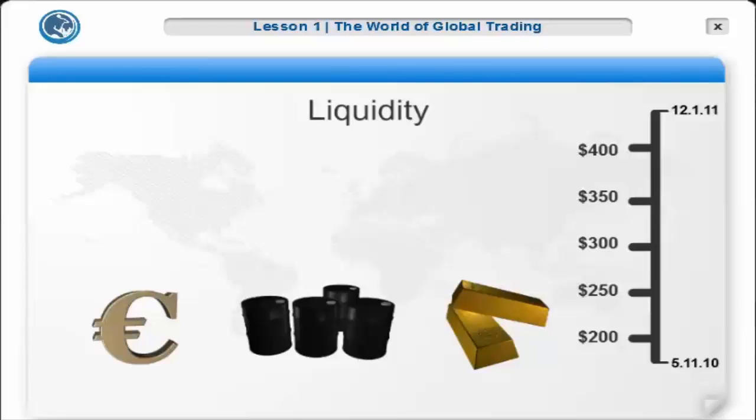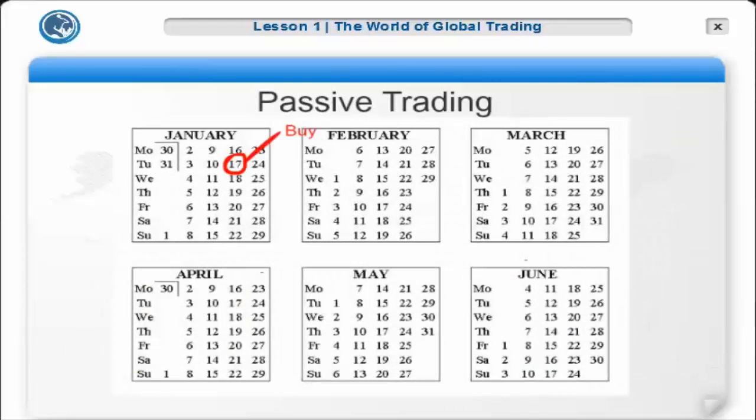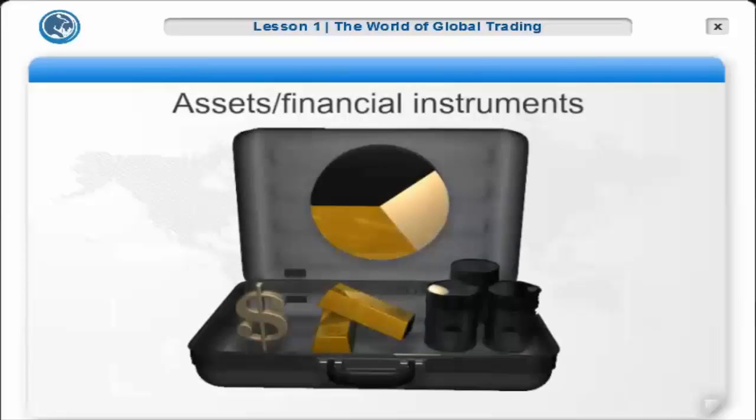Long-term trading is called passive trading and involves trading in time frames of months or years in the hopes that the value of the invested asset will increase over time. Global trading is done by buying and selling various products. All of these products can be defined under the umbrella terms of assets or financial instruments.